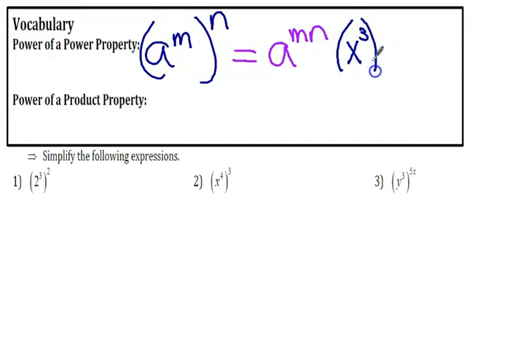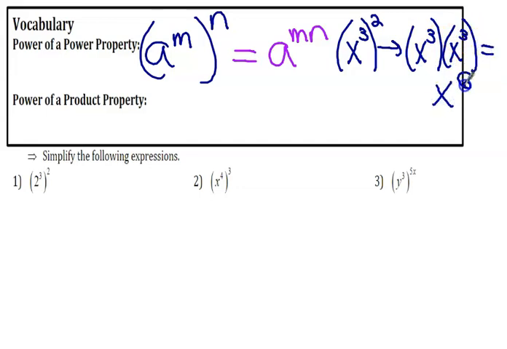If I had x to the 3rd to the 2nd power, that means I would have 2 x to the 3rds, which would mean I have x to the 6th. So instead of doing that every time, I can multiply the 3 times the 2 together to get x to the 6th. Power of a power. There's a power on the inside of the parentheses, and then it's to a power. Oh my gosh, all that power.